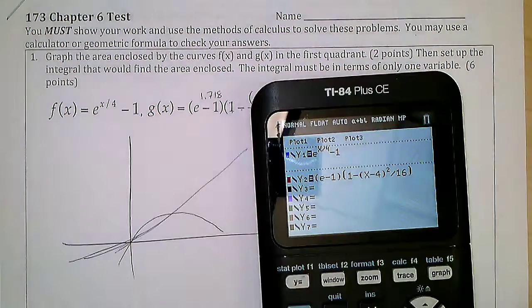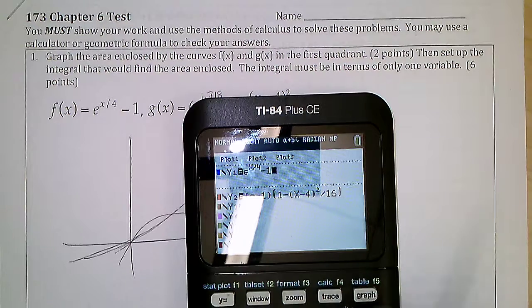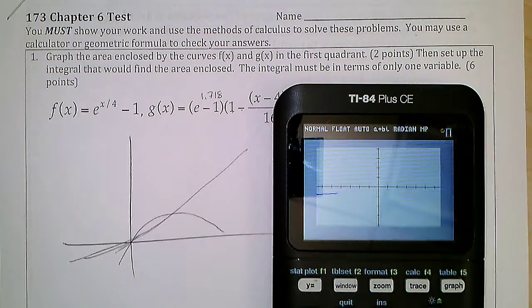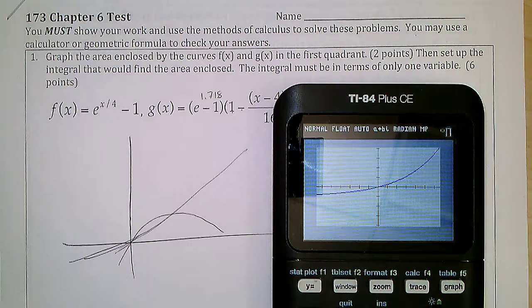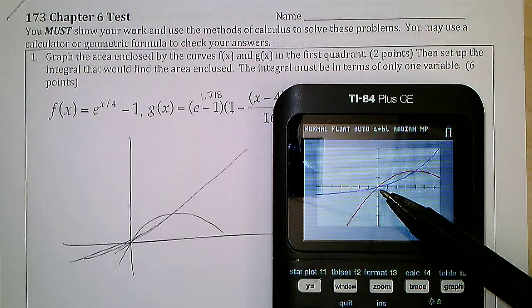Now, if you don't believe me, I typed those into my calculator here, and then you can see that they're typed in. And then I'll push graph, and I'm in Zoom 4 to see this. You might need to go Zoom 6, but it looks like they cross at 0, 0.